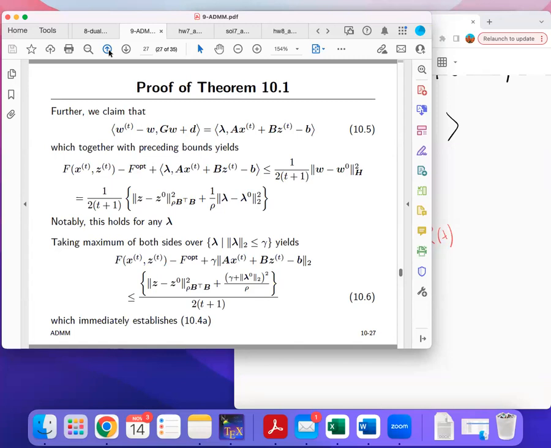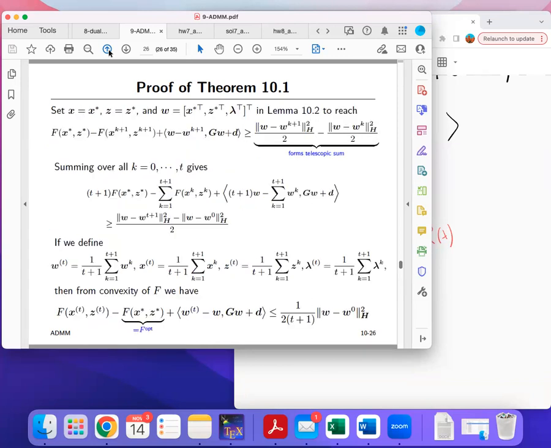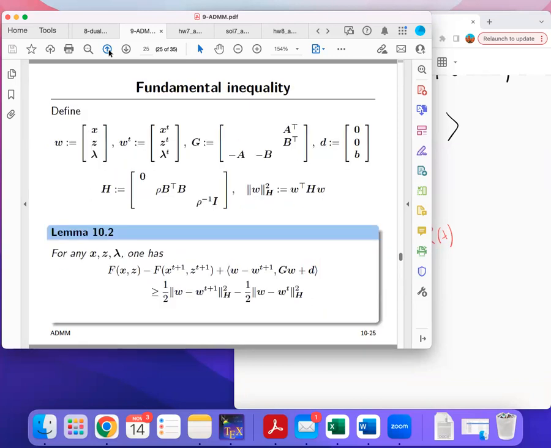So this is the overview of the proof logic. Basically, once we have this key lemma, just do a telescoping and you can immediately get the key result. So really, proving this key lemma is the most important part for the convergence analysis of ADMM.